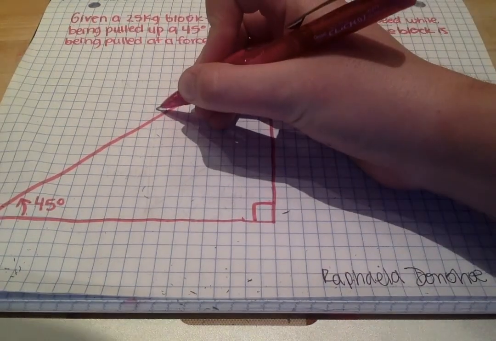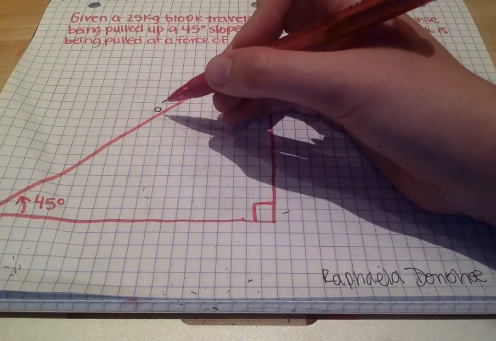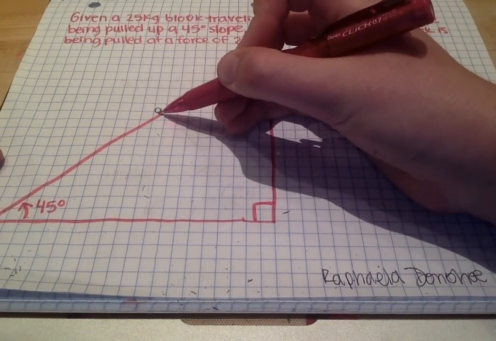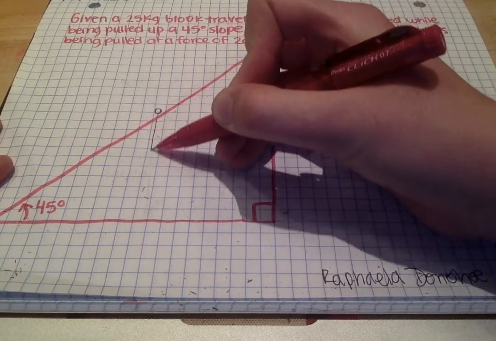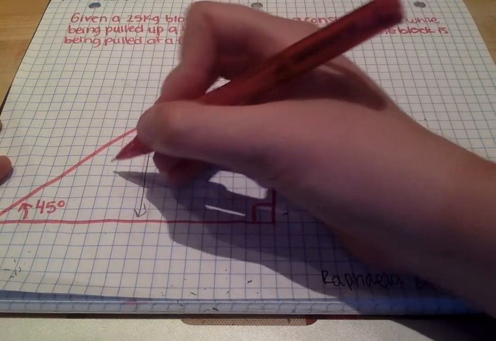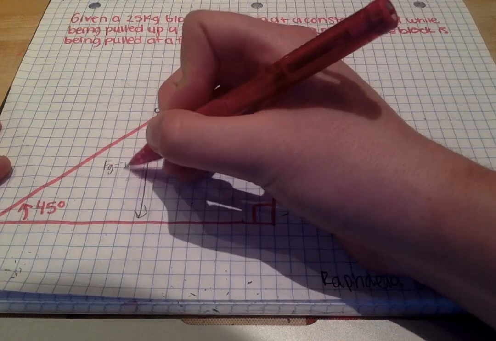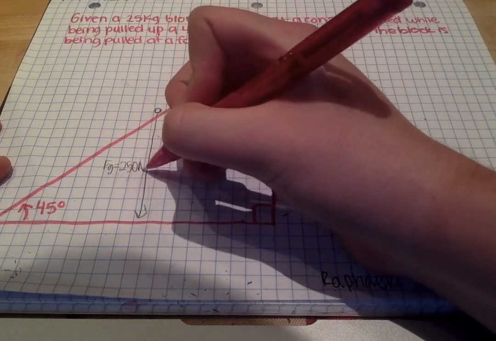So first off, we can find the normal and gravitational forces. Because the block is 25 kilograms, we know that the gravitational force pulling it down is that mass times gravity. So times 10, we know that the force of gravity is equal to 250 newtons.